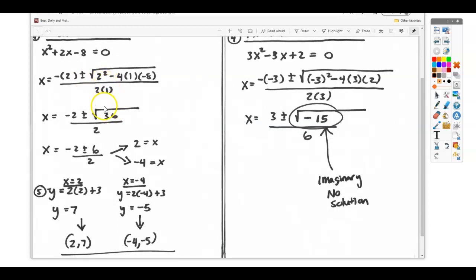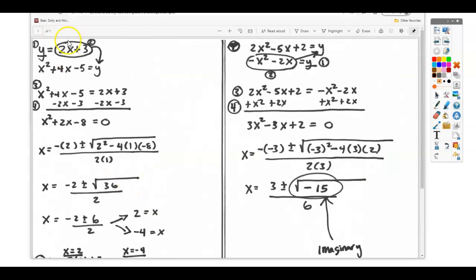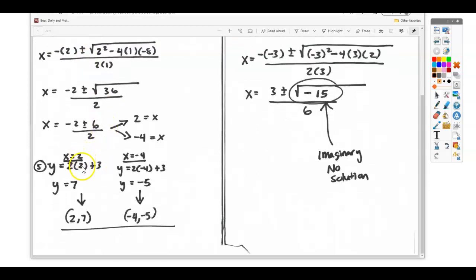Here's my work of plugging it in and simplifying. The quadratic formula gives me two x values of 2 and negative 4. And I'm just going to plug each of those x values into one of these equations at the top, and I think the linear one is the easier one. So I just plugged it in here, and I got 7 for the 2, and for the negative 4 I got negative 5. So my two solutions are as follows.